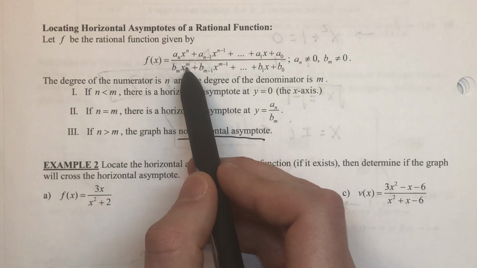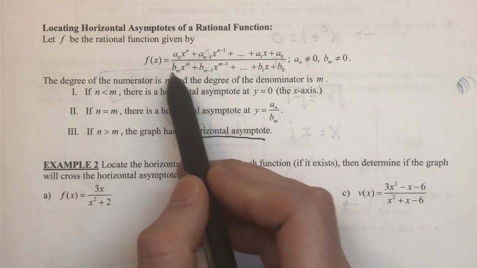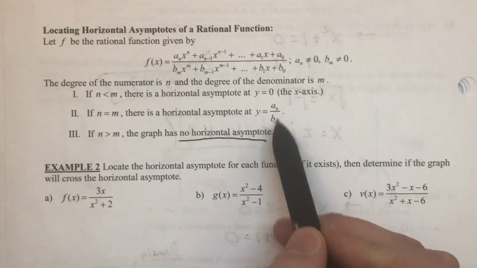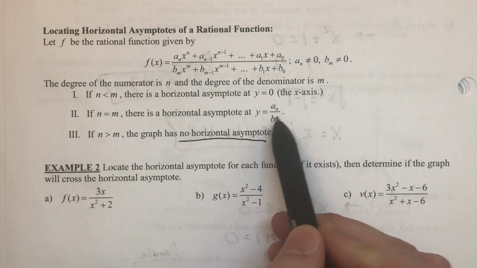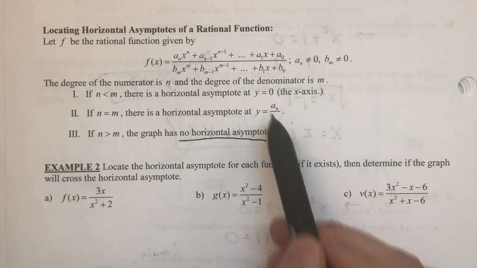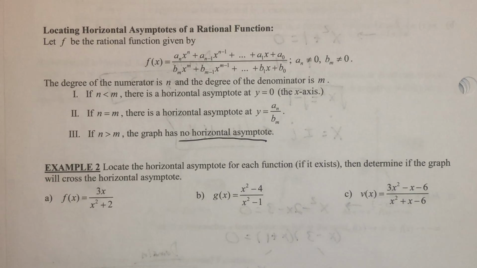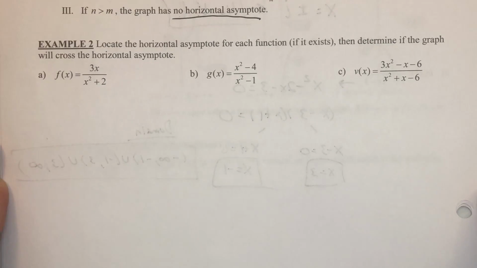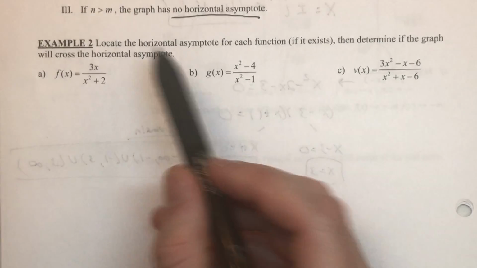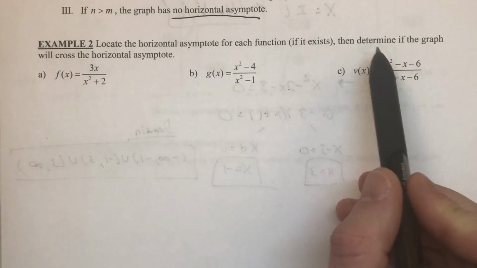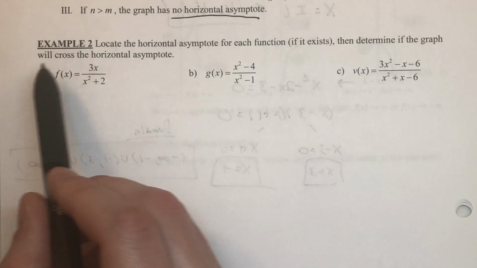So when those two powers are identical, you create the fraction of those lead coefficients, and that value, whatever it is, number or fraction, is the value that gives you the horizontal asymptote for your rational function. So with that said, let's take a look at three quick examples where we will do two things. We will locate the horizontal asymptote and then determine if the graph will cross.